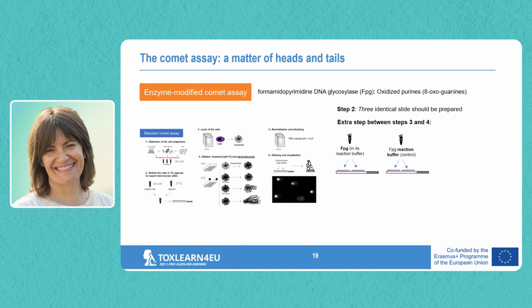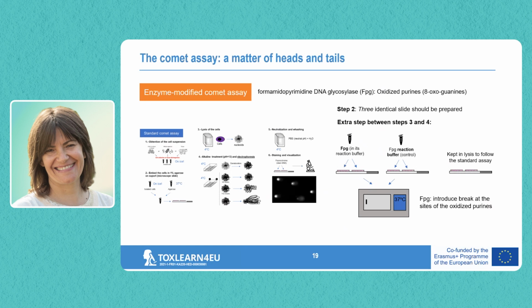With the other slide, you put FPG reaction buffer, so it's a control. You put a drop, and then we have an extra slide. Remember that we have 3 identical slides that we are going to keep in lysis to follow the standard Comet Assay. So with these 2, we will put them in an incubator for a certain time. And during this incubation, the FPG will introduce breaks at the sites of the oxidized purines.